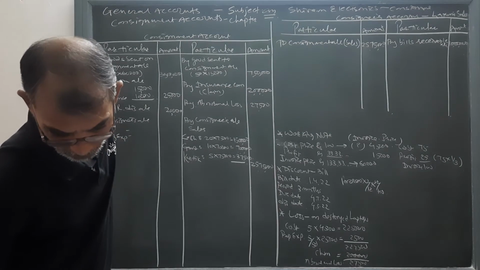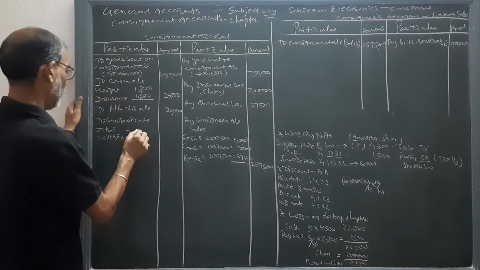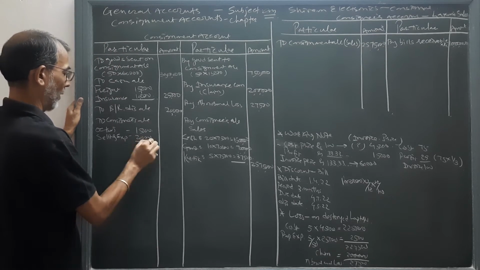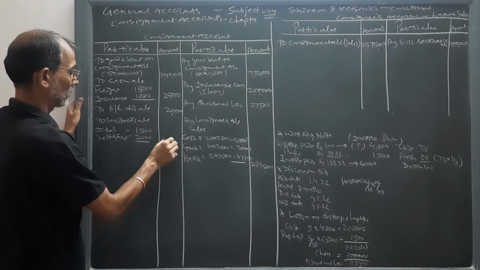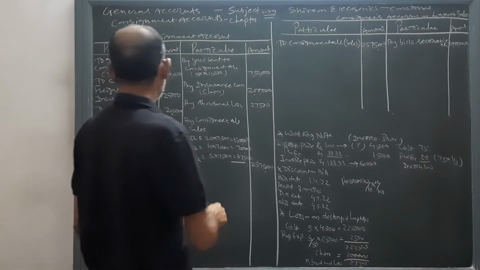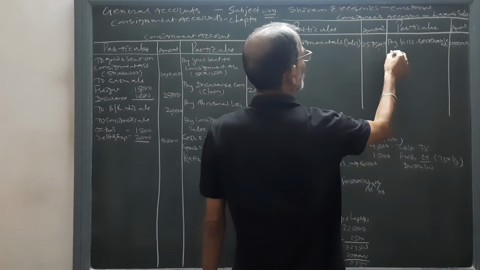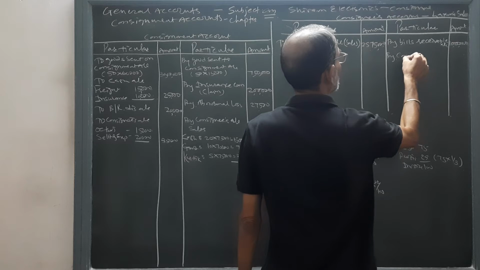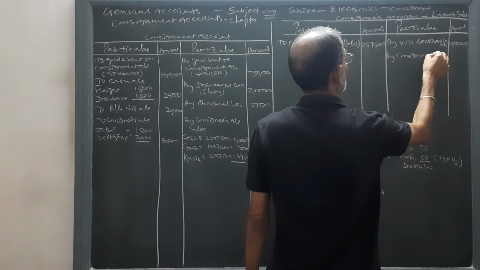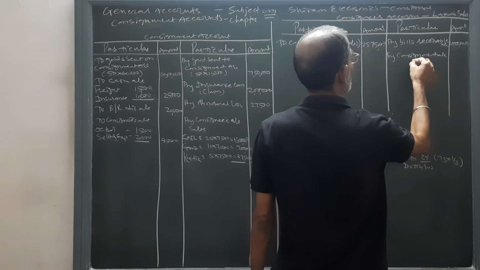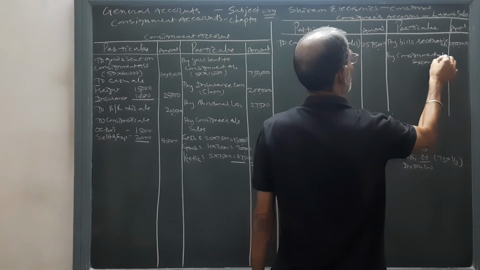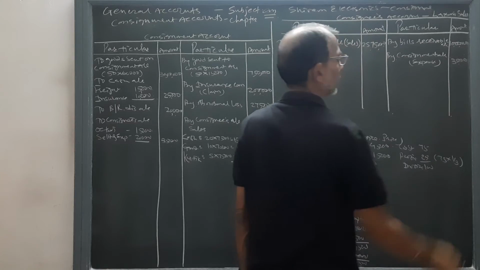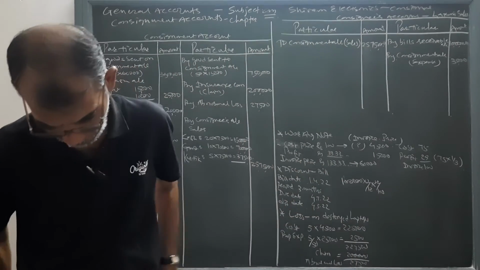Octroi is 15 and selling 20, that would be 35. That will be written on consignee's account, credit side. Expenses 35,000.